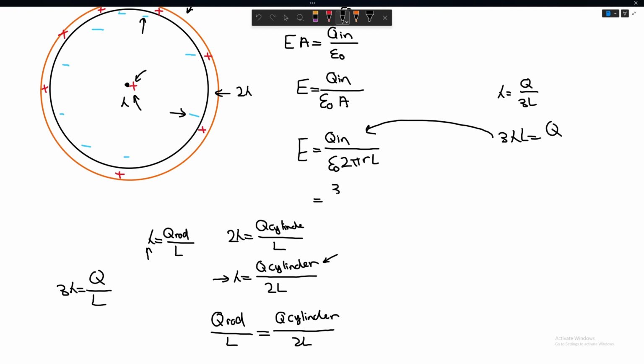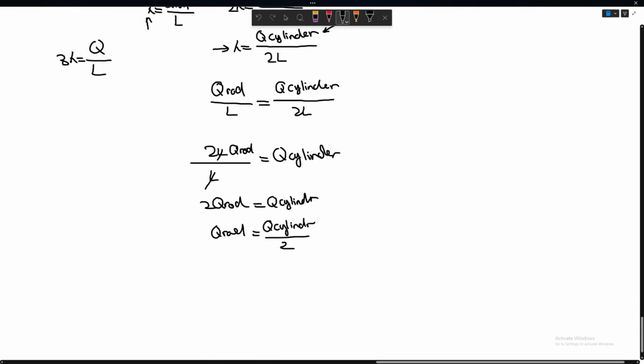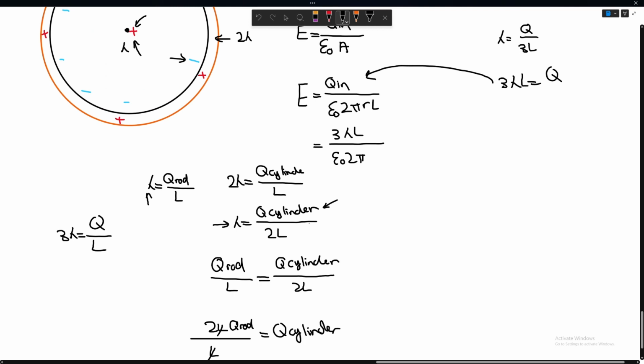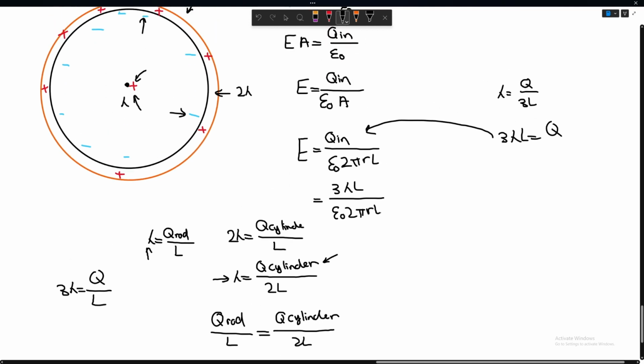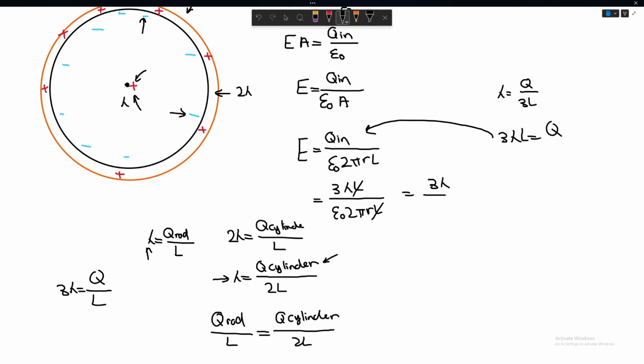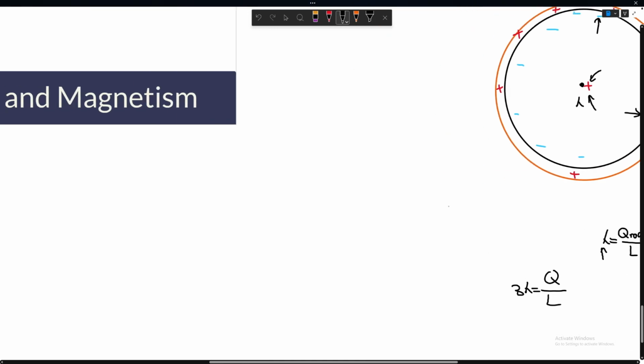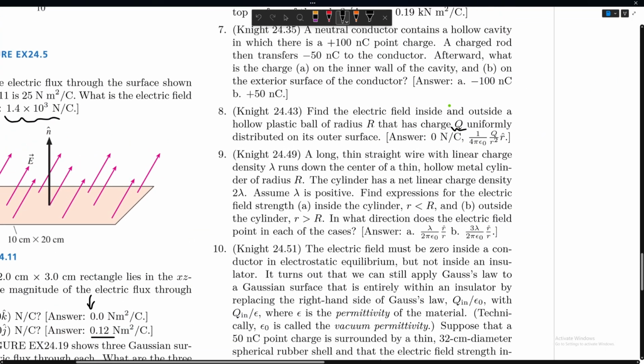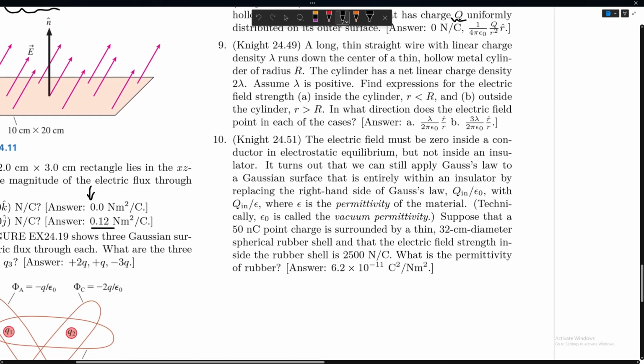I hope this is clarifying and not too complicated. I know there was a lot of nonsense here, but I know some people don't see it. If you see it, that's good for you. You see this cancels out with this, and what I get is 3 lambda over epsilon naught 2 pi r. And what did they get? 3 lambda 2 pi epsilon naught r. Nice. That question is done.